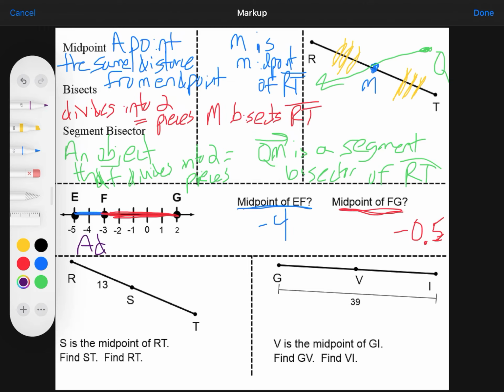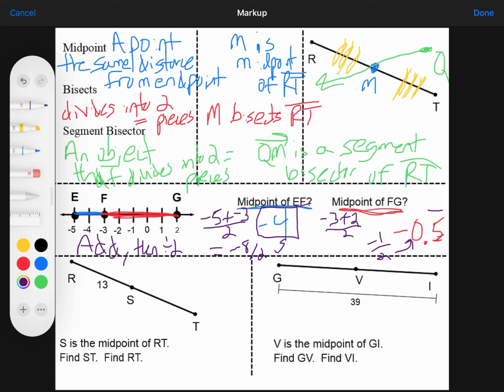Now, doing this on your own is challenging, and some of the IXL ones would be challenging, so it's easier to have a formula. You're going to add, then divide by 2. Take the numbers, -5 and -3, and add them, and then divide it by 2. That comes out to -8 divided by 2, and that gets you the right answer of -4. The F and G points are -3 and +2. First add them. When you add -3 plus 2, it's -1. If you take -1 divided by 2, you get -0.5.